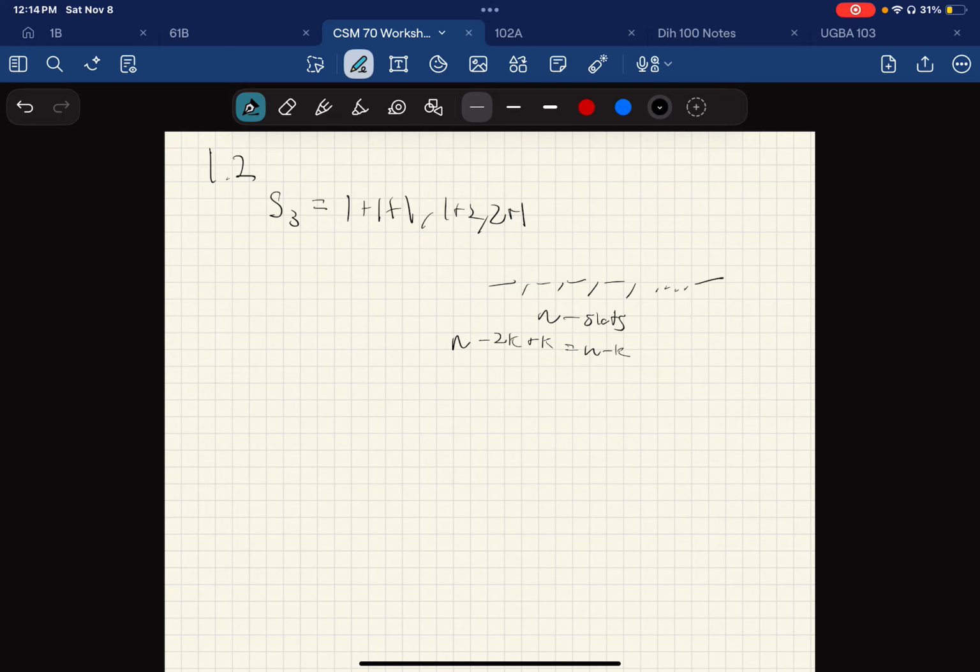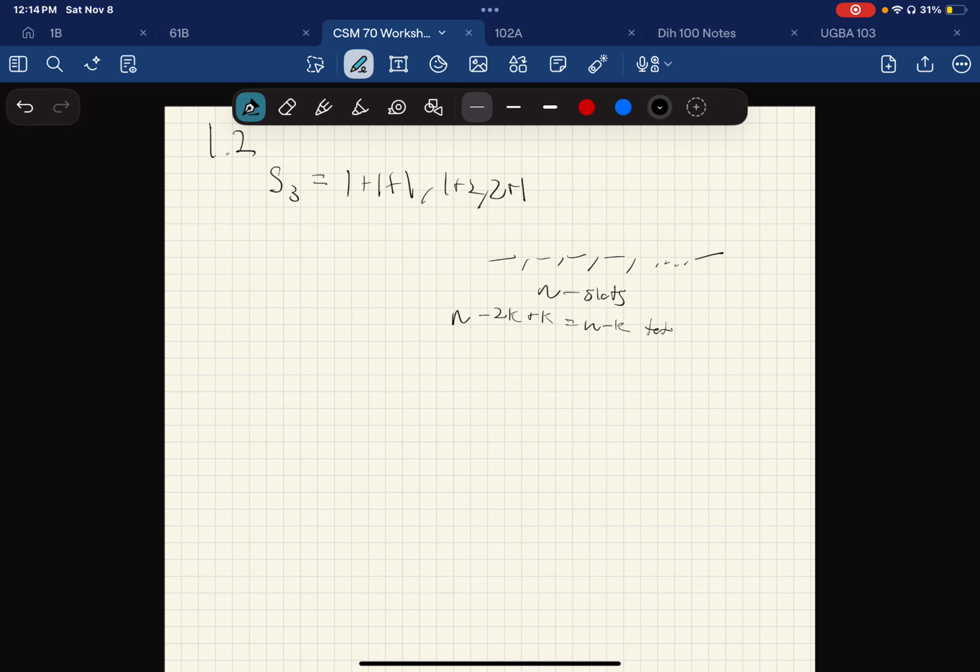And now that we have our total slots, if we're putting in k twos, it's just a matter of choosing from our total slots where we put those twos, those k slots that represent twos. And now the question is, what's the maximum number of twos we can put within n? And that is just going to be n over 2, because you can only put a maximum of n over 2 twos in n.